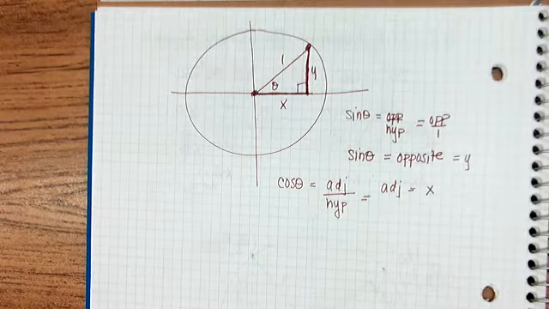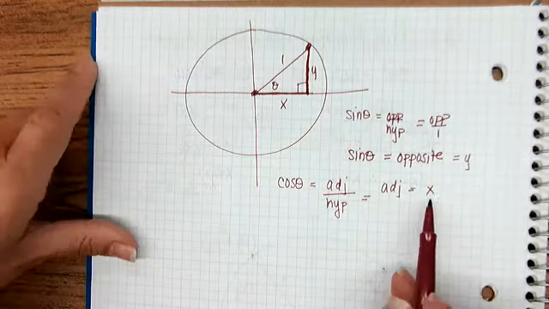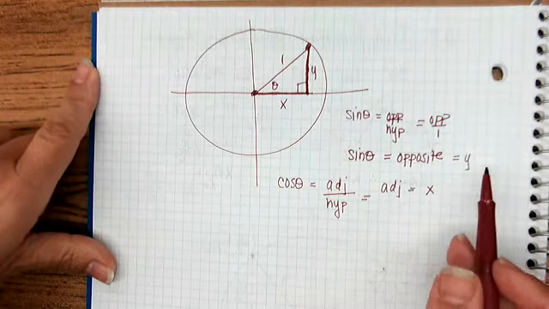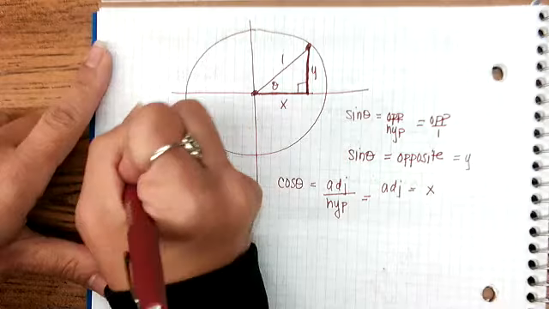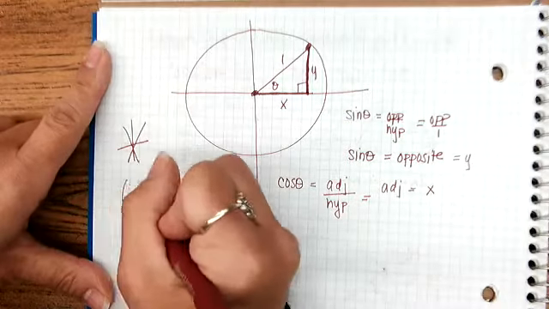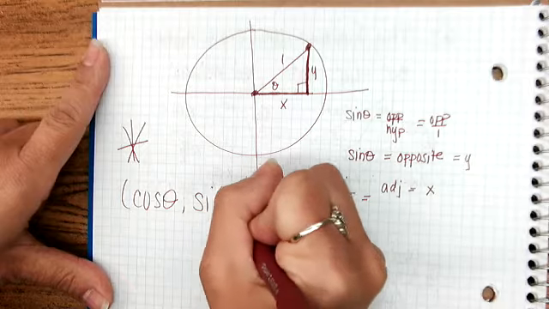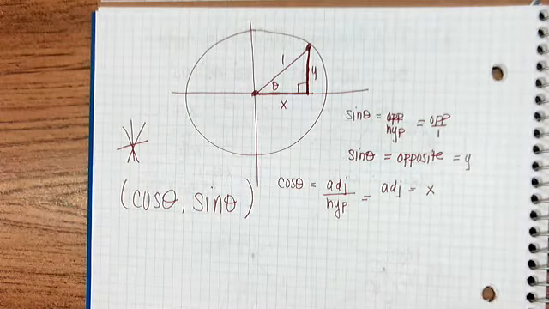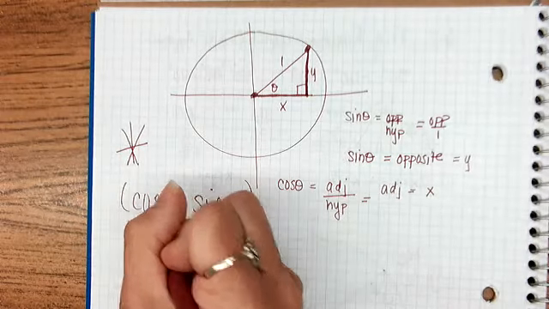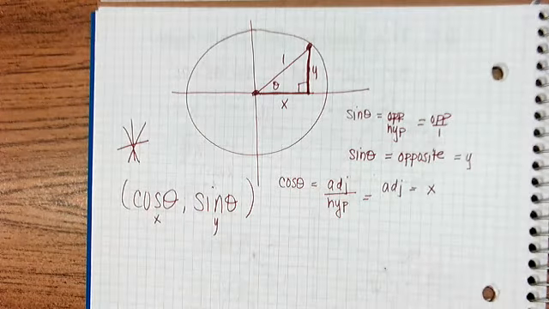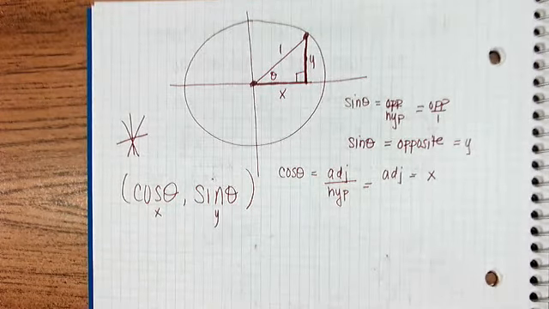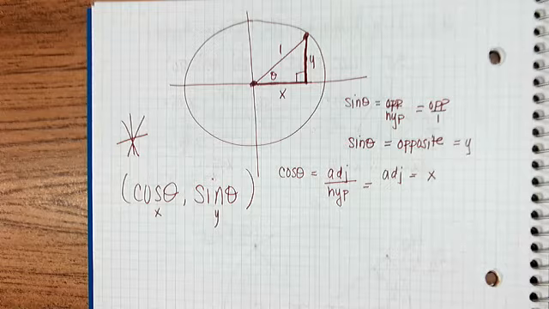In the unit circle, the x coordinate is the cosine, the y coordinate is the sine. The ordered pair on the unit circle: x is cosine, y is sine. So you don't have to draw triangles anymore if you know the ordered pair. And I'll do a couple examples.